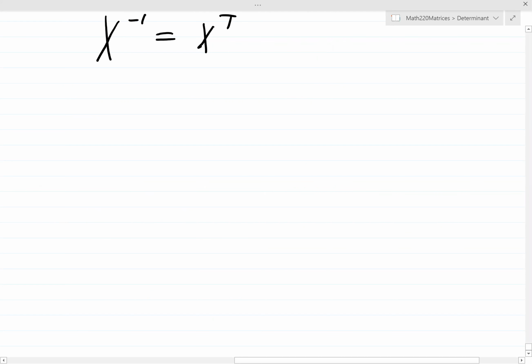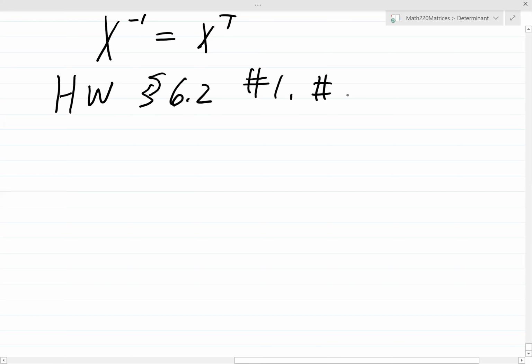Okay, homework problem for this section. Homework for section 6.2. Let's do number 1, number 2, number 6, number 19, number 29, and number 30.